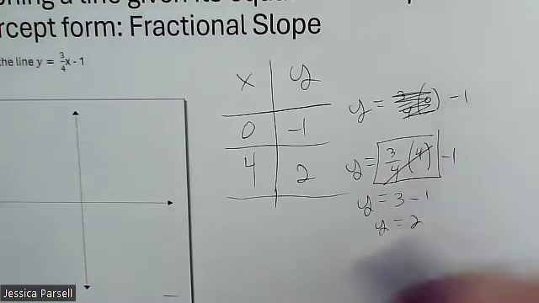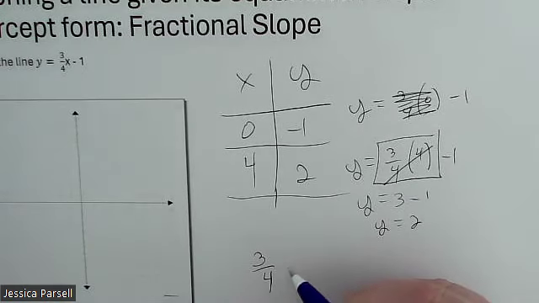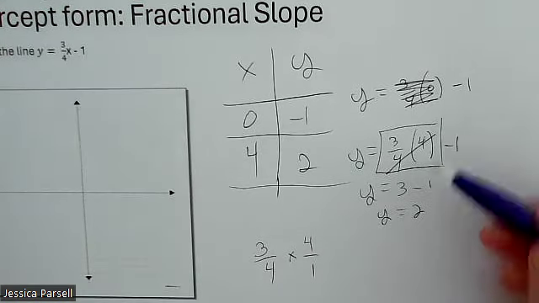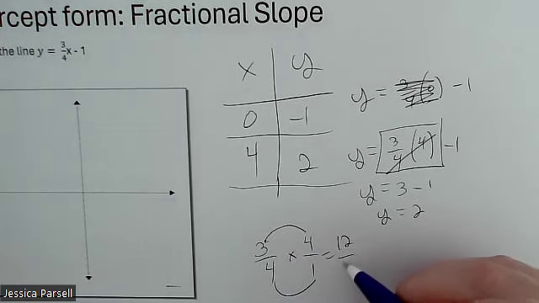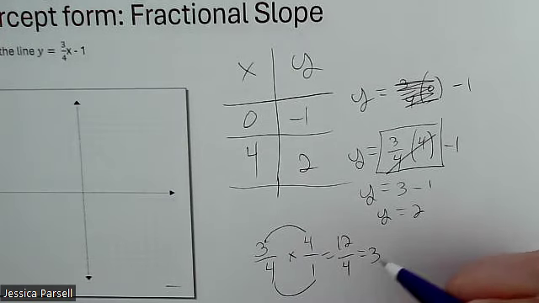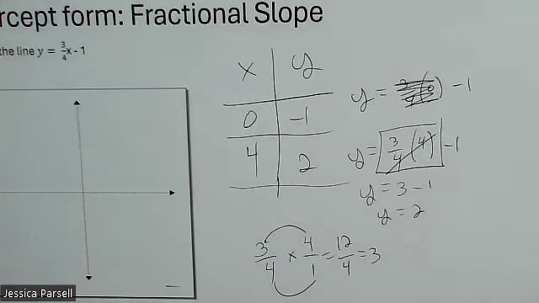So over in the corner, let's do this multiplication. 3/4 times 4 over 1, which is that 4. 3 times 4 is 12. 4 times 1 is 4. 12 divided by 4 is 3. 3 minus 1 is 2.